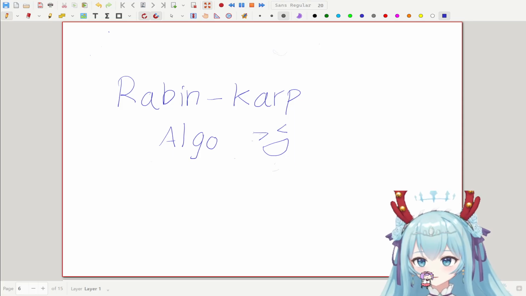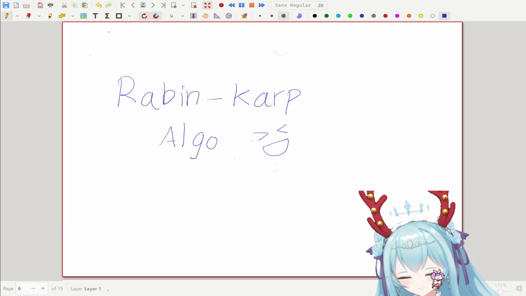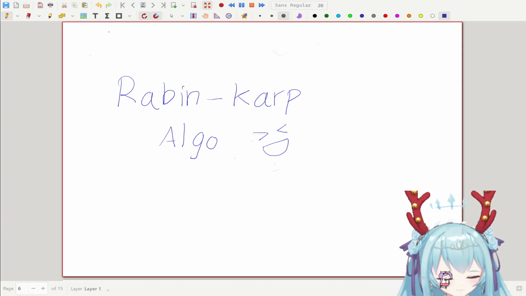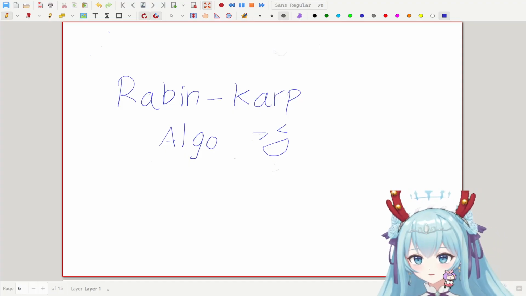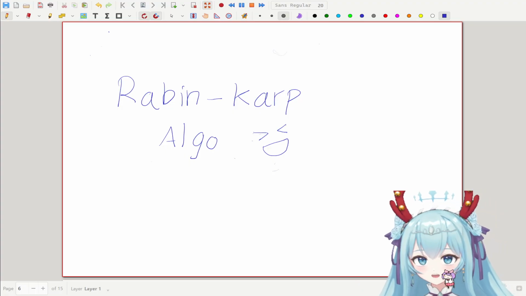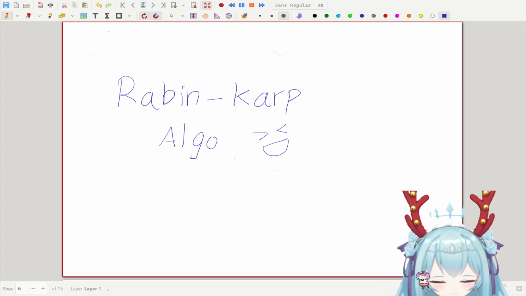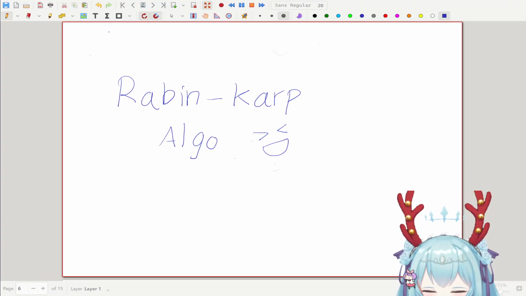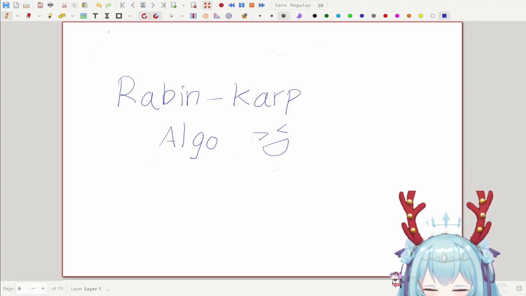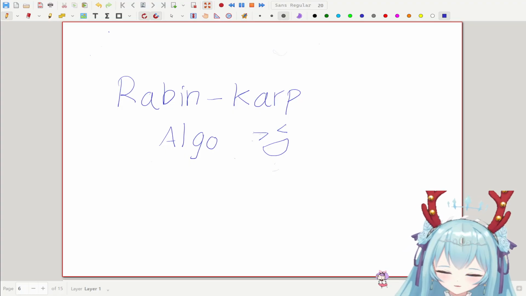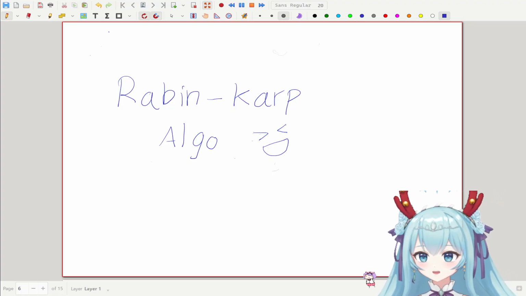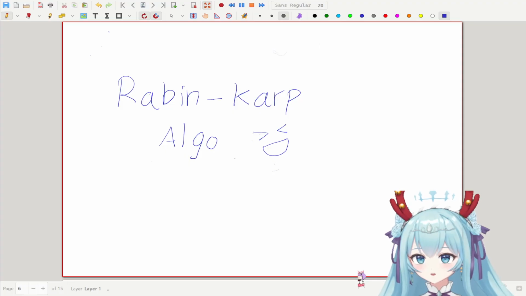Okay, so welcome back. Now we are going to move on to the second algorithm, which is the Rabin Karp algorithm. So this is a bit more complicated than the first one, but at the same time, it is also much more efficient than the brute force, aka the naive algorithm that we learned earlier.